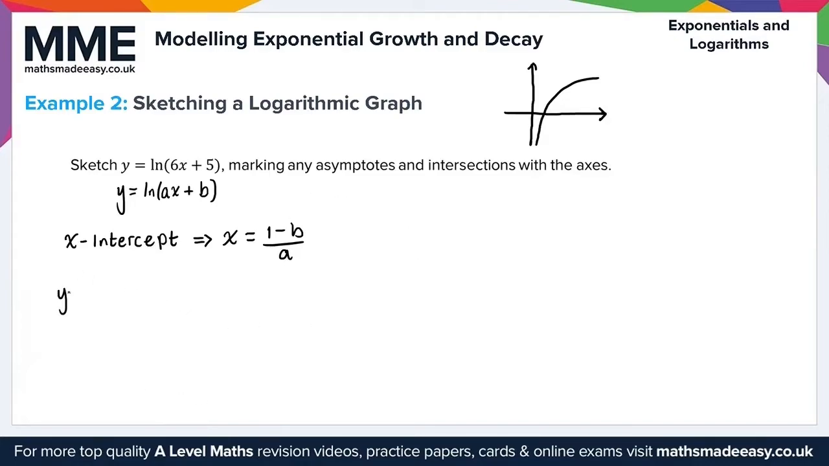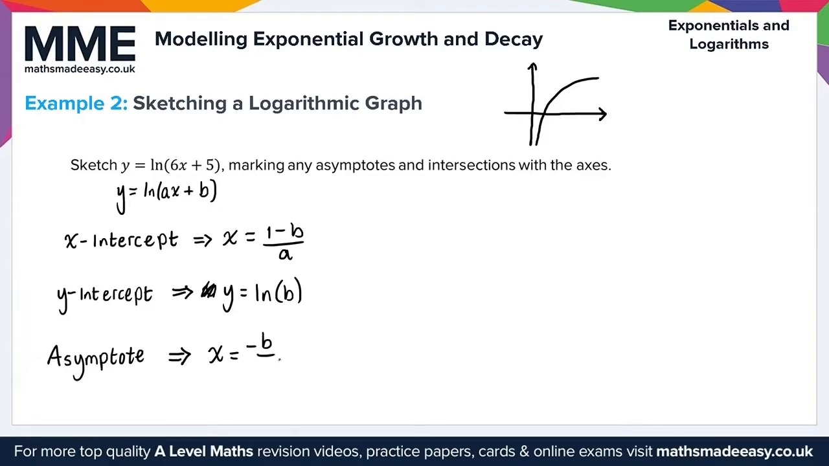So the y-intercept now, well, in this case, this would be obtained by setting x equal to 0. So in that case, that would be y equals, well, if you set x equal to 0 here, then you simply obtain y equals the natural logarithm of b. So that's nice and straightforward. And then finally, we just have the asymptote here, which in this case is going to be x equals minus b over a. So that's the formula we use when finding the asymptote for the natural logarithm, a logarithmic graph. So minus b over a there.